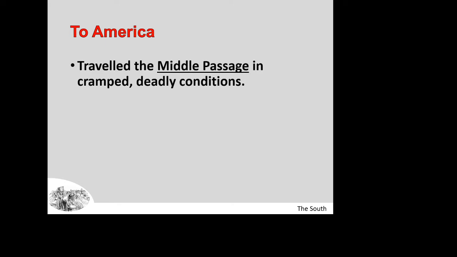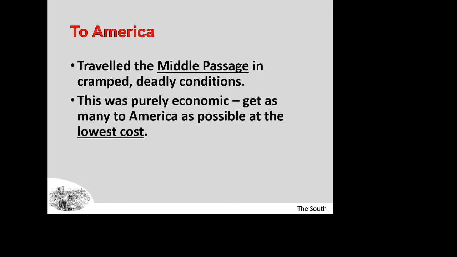So, we're talking about the triangle trade. The passage from Africa to America was called the Middle Passage. Slaves traveled the Middle Passage in these very cramped, deadly conditions. The reason that they were packed in like this was purely economic. They were treated as property or as cargo. They wanted to get as many slaves to America at the lowest cost possible, and packing them in like this was the most cost effective.